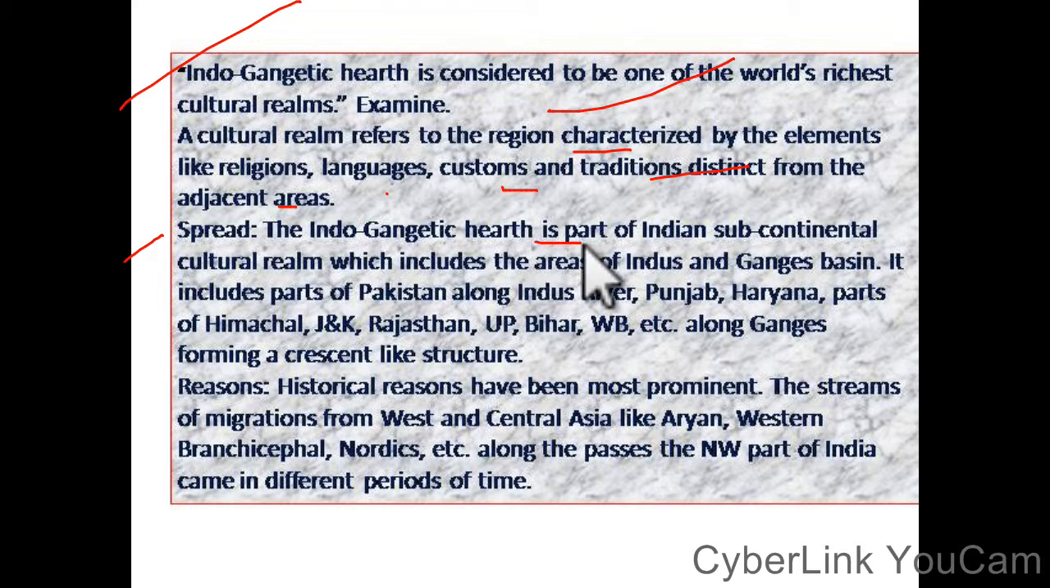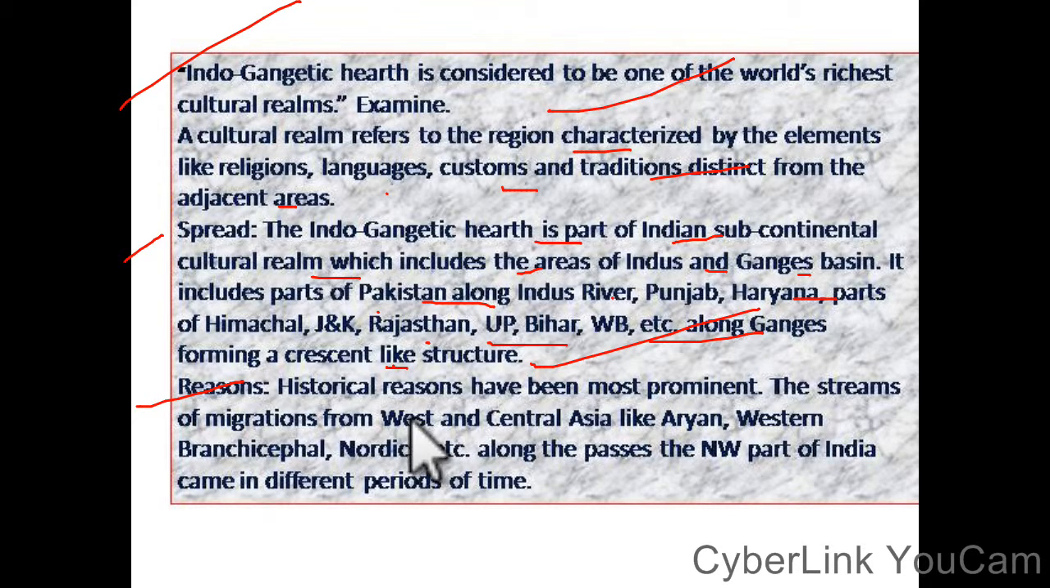The Indo-Gangetic Heartland is part of the Indian subcontinent cultural realm, which includes the areas of the Indus and Ganga basin. It includes parts of Pakistan along with Punjab, Haryana, parts of Himachal Pradesh, Jammu and Kashmir, Rajasthan, Bihar, UP, and West Bengal, forming a crescent-like structure. Historical regions have been most prominent.